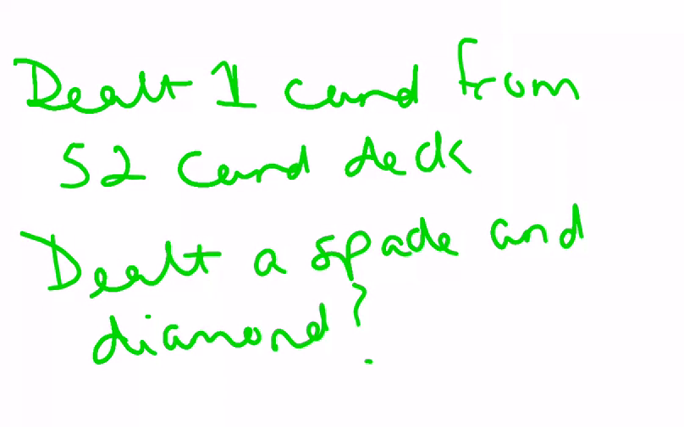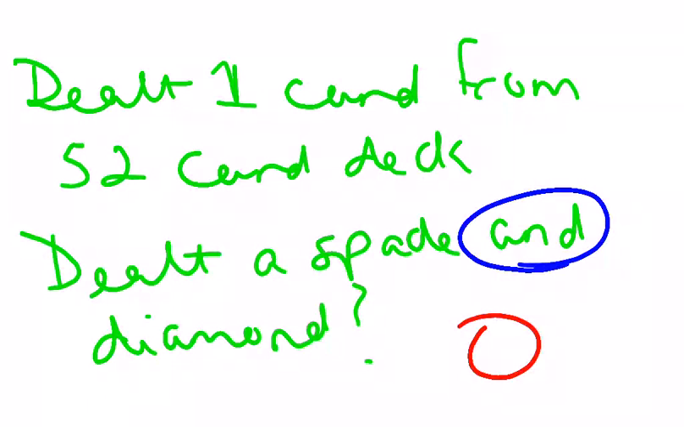So you're only dealt one card. To have a spade and a diamond is not going to ever happen, because in order to have the word "and" in there, both have to happen. And so in this case, the probability is 0, because I'm only dealt one card. I can't have both. So that's the end of this recording.